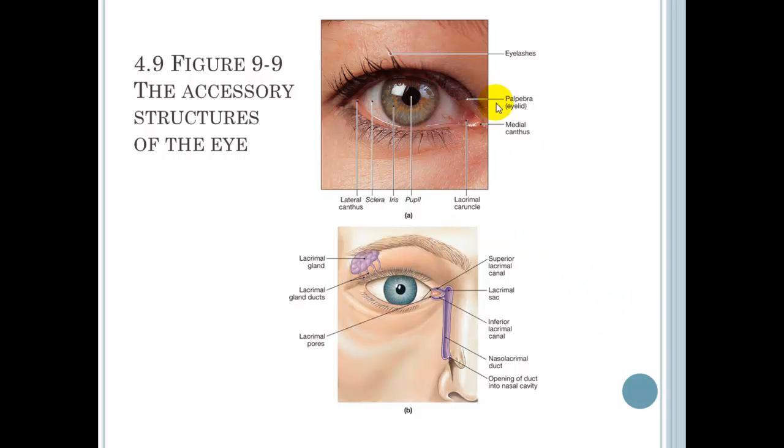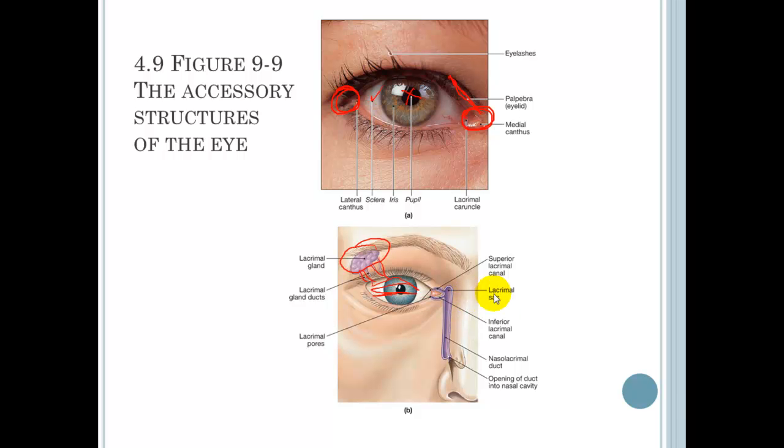And these are going to be the eyelash, palpebra, which is here, medial canthus, and this is going to be the lateral canthus. Obviously, sclera, or the white of the eye, the iris, or the color part, and then the pupil. You have lacrimal glands, noted here, and these will create tears that keep and moisten the conjunctiva.